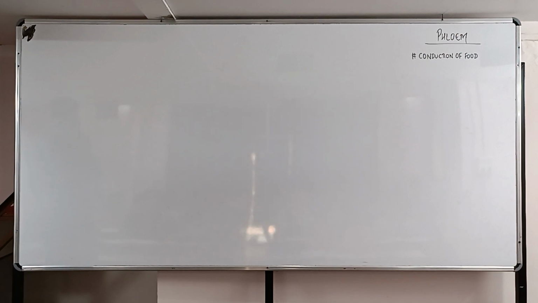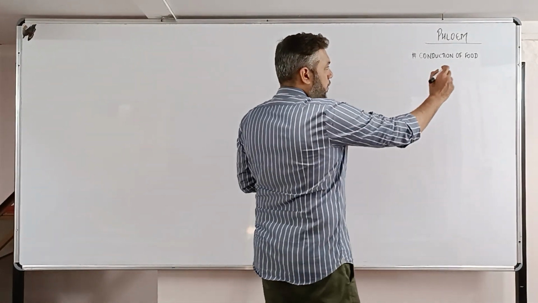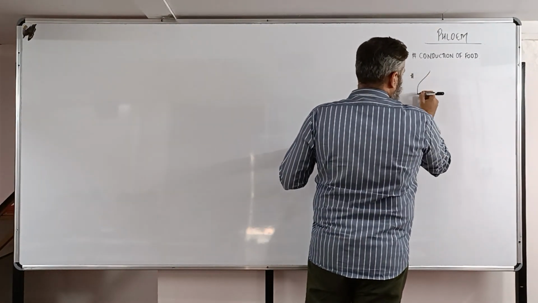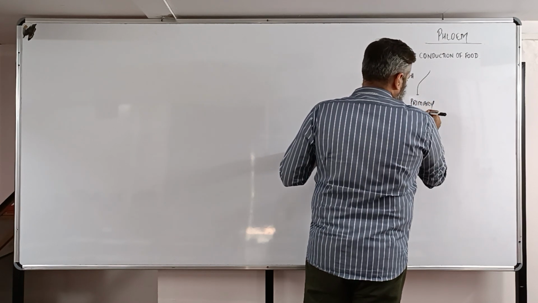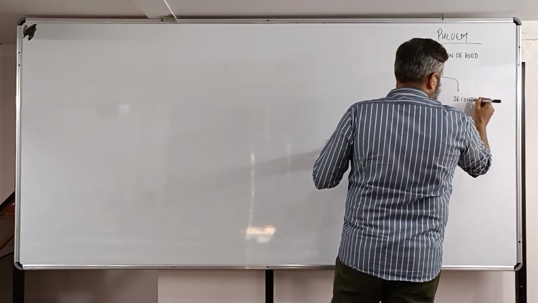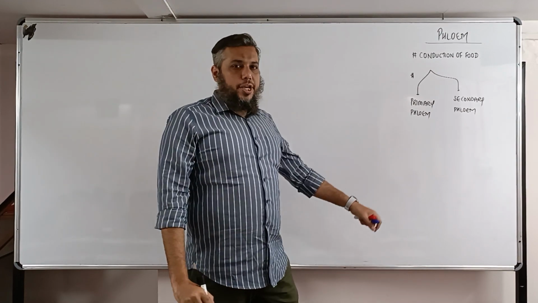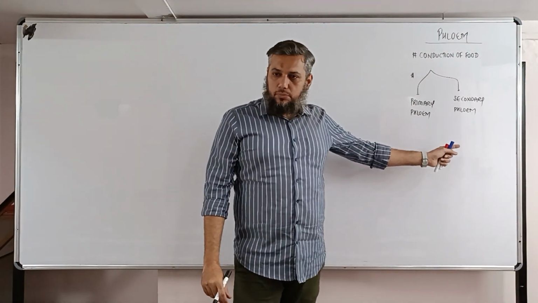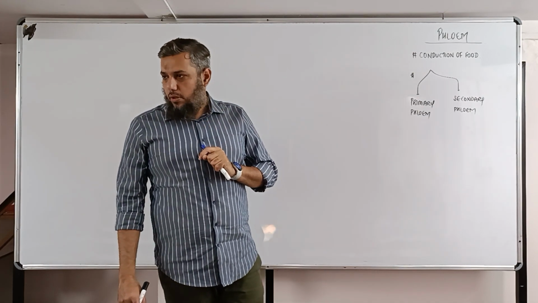Now, just like we had primary xylem and secondary xylem, we also have the concept of a primary phloem and a secondary phloem. So phloem can also be called primary phloem and secondary phloem. Secondary phloem will be formed at the time of secondary growth, and primary phloem will be formed from the primary meristem, the procambium. Okay.